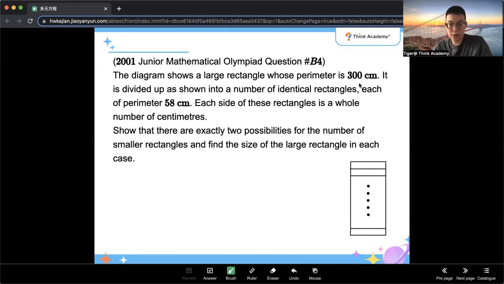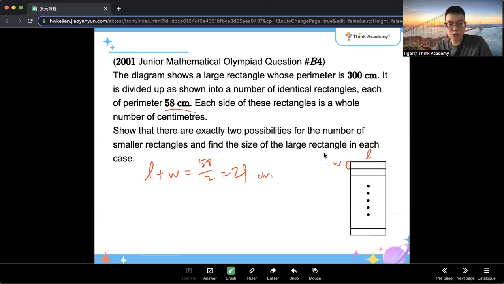All right. So first of all, you can see that the large rectangle has the perimeter of this width. Well, let's say that's going to be the length of the small rectangle. So let's say this is the length and this is the width. Now we can see that the length adding the width is going to be 58 centimeters divided by 2. Or you can just say 58 divided by 2, which is 29 centimeters, right?